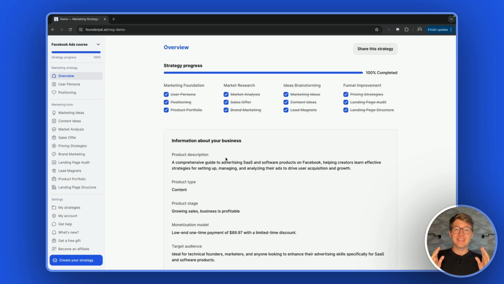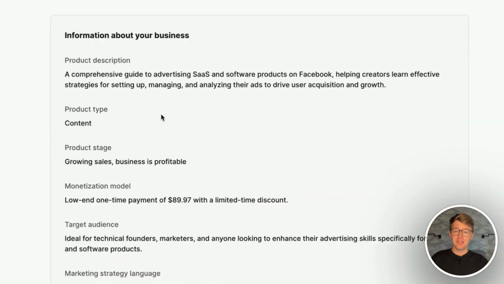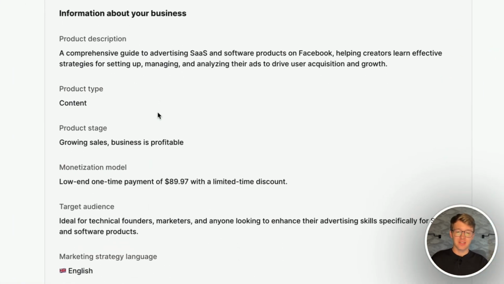Marketing strategy is essential for any creator business, and let me show how you can get yours in under 5 minutes with the power of AI. So we'll go to FounderPal and we have an example marketing strategy for a Facebook ads course. This is basically a guide to advertising SaaS on Facebook. Our target audience is technical founders, marketers, and other people. And we are interested in getting a marketing strategy for this business.